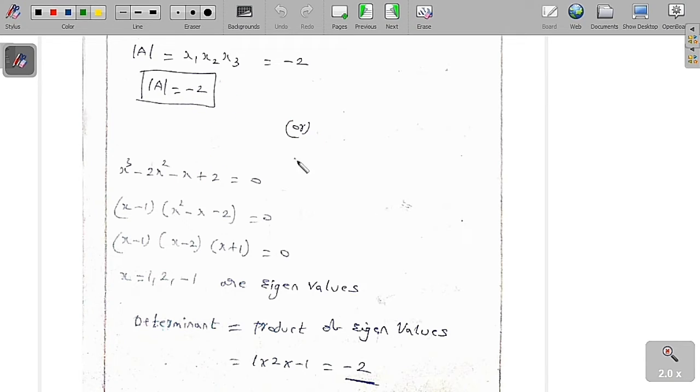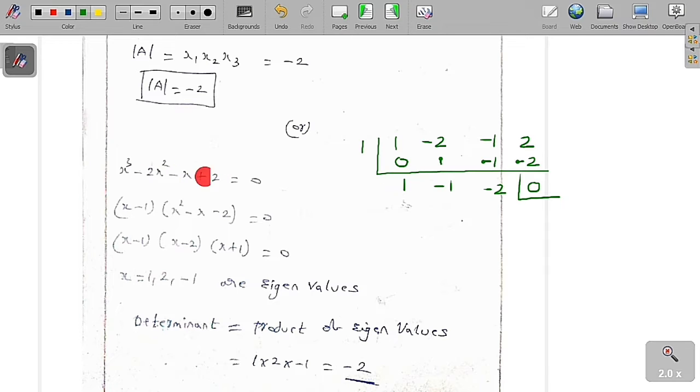You can also solve this question by another method: x cube minus 2x square minus x plus 2 is equal to 0. By this method, first take the coefficients. For x cube the coefficient is 1, for x square the coefficient is minus 2, for x to the power of 1 the coefficient is minus 1, and for x to the power of 0 the coefficient is 2.